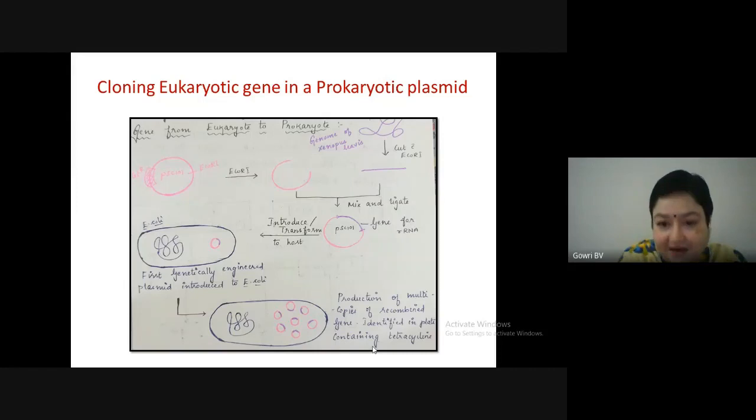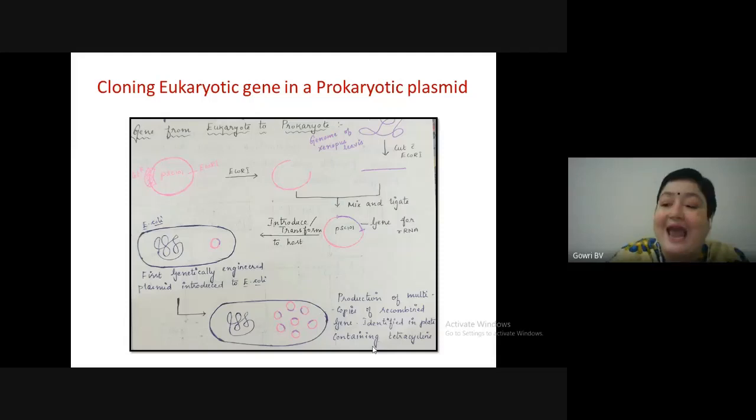So come to the down portion, you can see pSC101, the chimeric molecule, which is pink and purple joining together. So gene for rRNA. You are transforming or introducing it into the host cell. The host cell commonly used here is Escherichia coli. So whenever you call the term host cell, you should remember two things in mind.